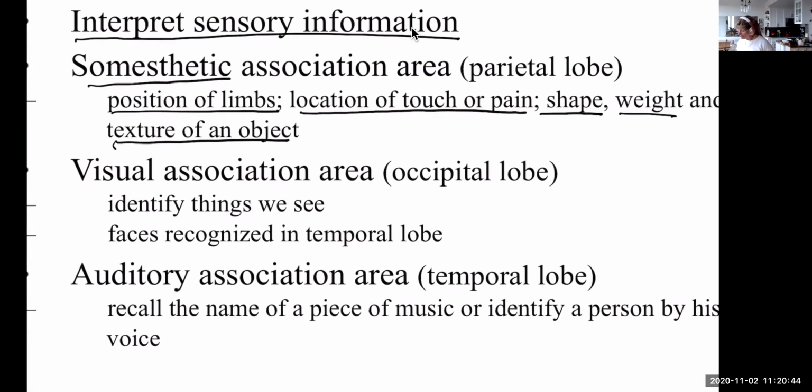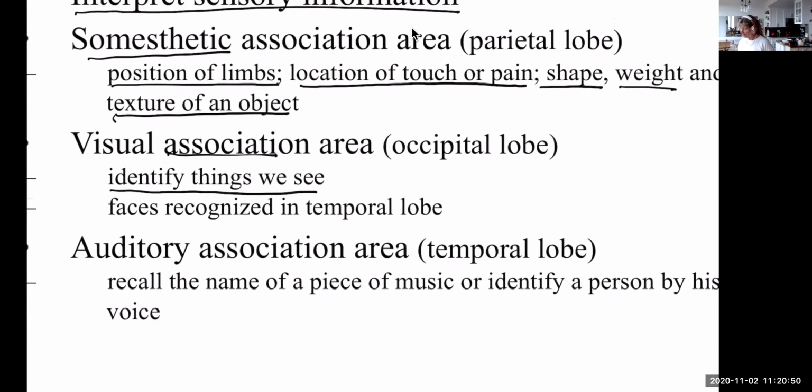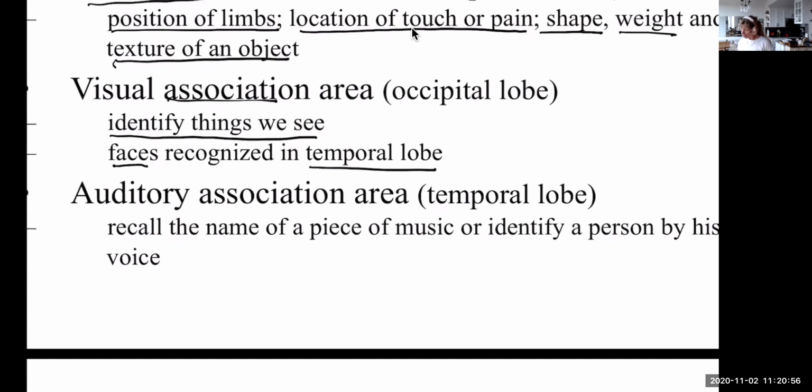The visual association area identifies the things that we see, a tree or grass. Faces in particular are recognized, however, in the temporal lobe. The auditory association area, also in the temporal lobe, is a place where you can recall the name of a piece of music or identify a person by voice, for example. That occurs in those association areas.